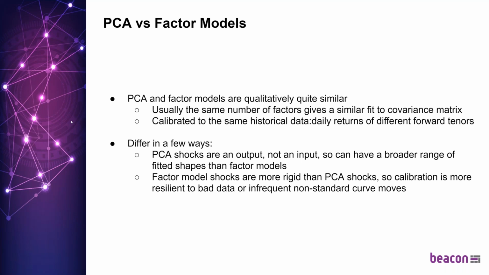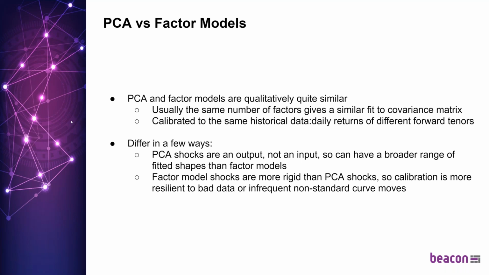Like I mentioned, PCA and factor models are qualitatively similar. They both model moves in the futures curve as a sum of a small number of shaped curve shocks, and they're both calibrated to this historical covariance matrix, the historical covariances of one-day moves in futures prices of different tenors. They're not exactly the same, though.